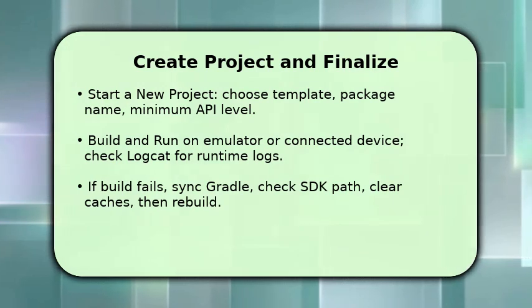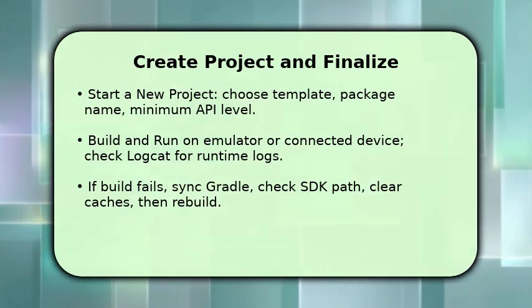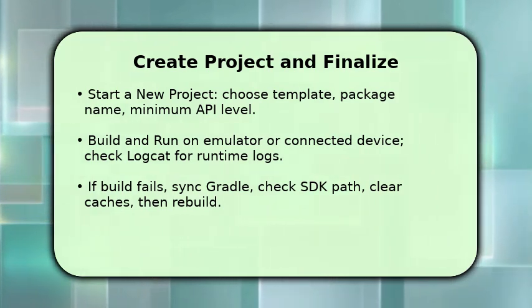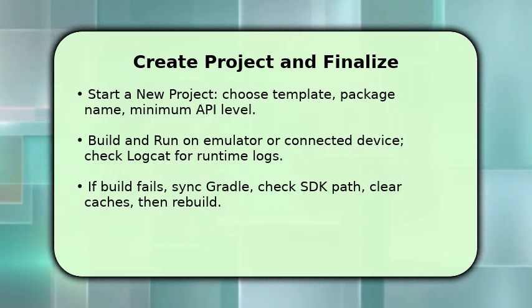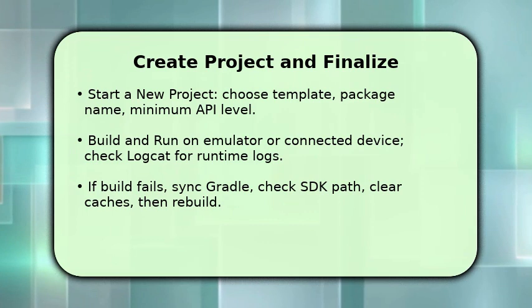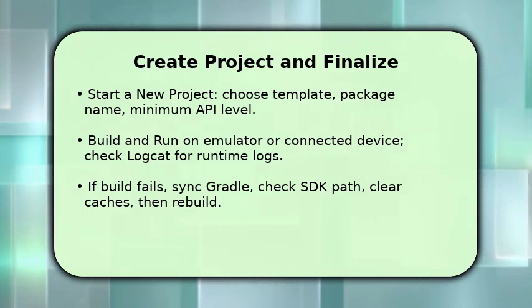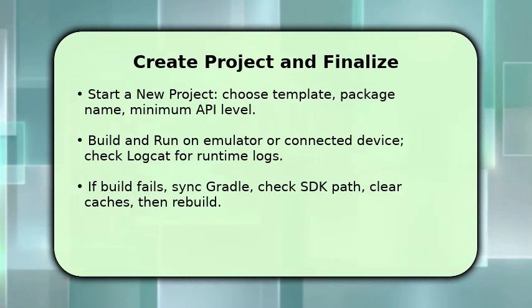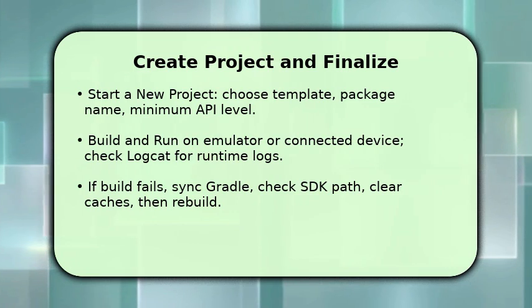Create a new project, select a template like Empty Activity, set a package name and minimum API level, then let Android Studio configure Gradle files. Once the project opens, click Run to build and deploy to your emulator or a connected device. Monitor Logcat for runtime output and quick debug messages. If everything runs, you're done with setup.